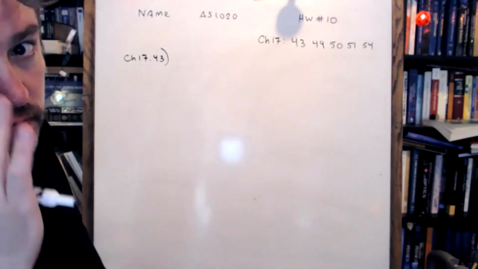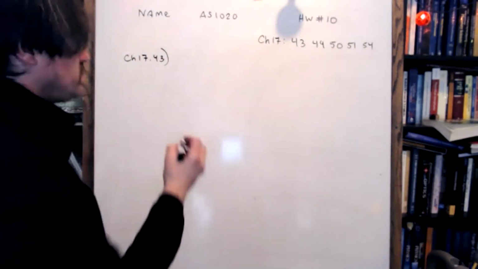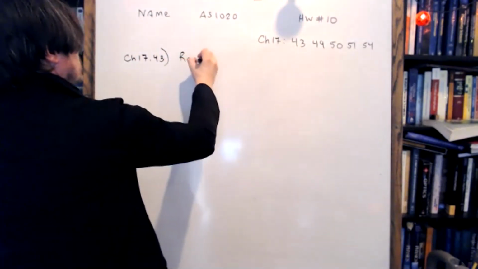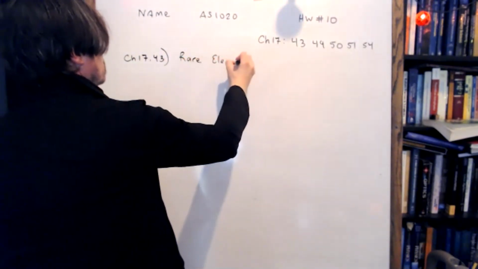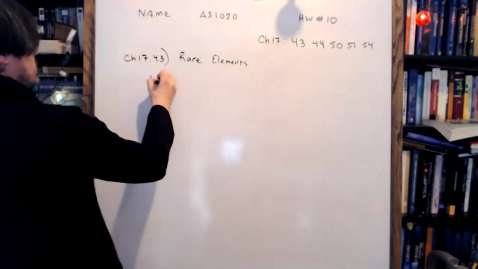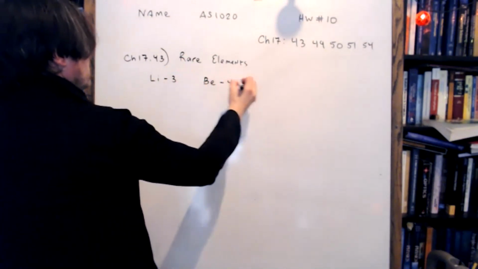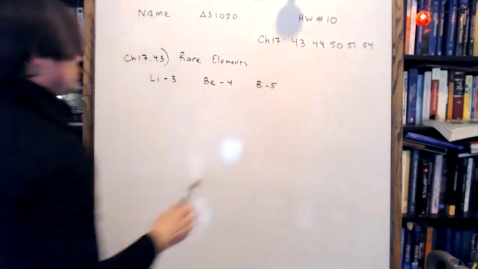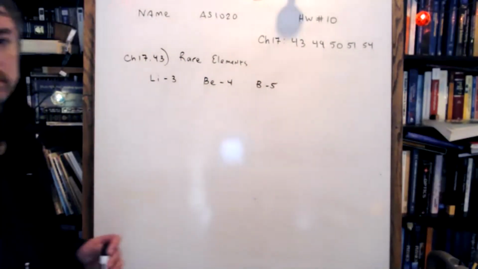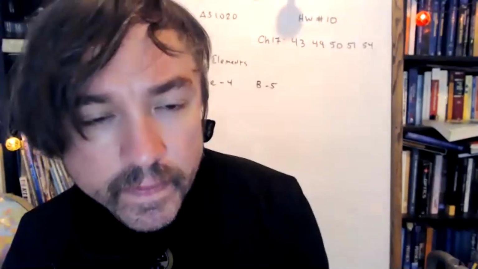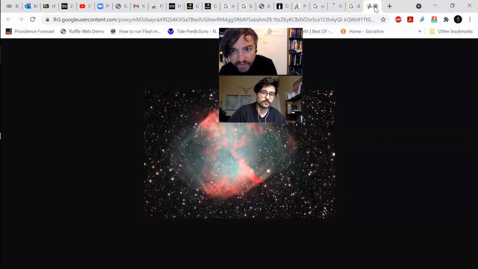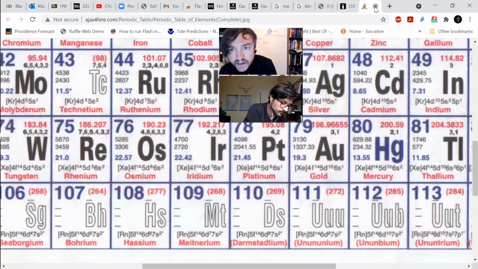All right, so 43, rare elements. Lithium, beryllium, and boron are elements with atomic numbers 3, 4, and 5 respectively. Despite being 3 of the 5 simplest elements, figure 17.15 shows that they are rare compared to many heavier elements. Suggest a reason for their rarity. Hint: consider the process by which helium fuses into carbon. Okay. This question is about a famous graph known as the cosmic abundance.